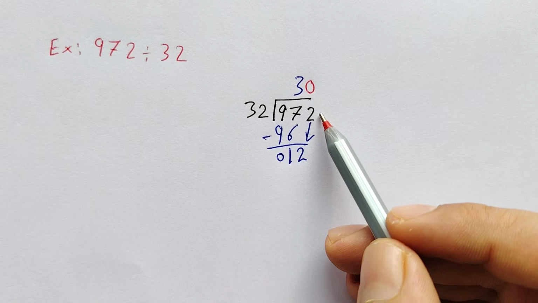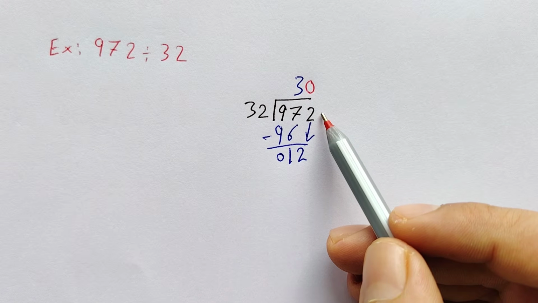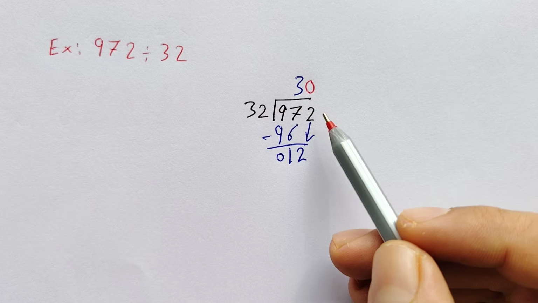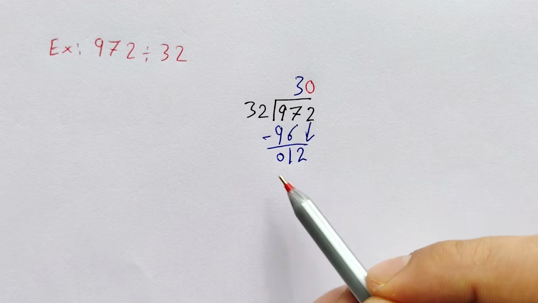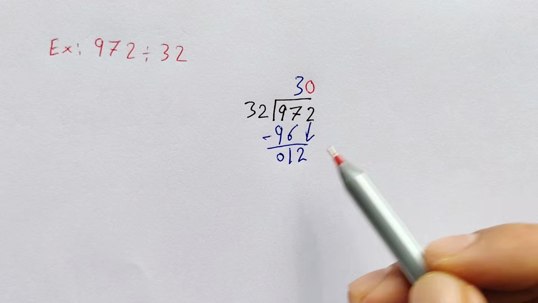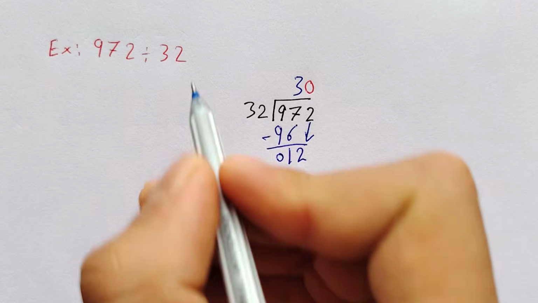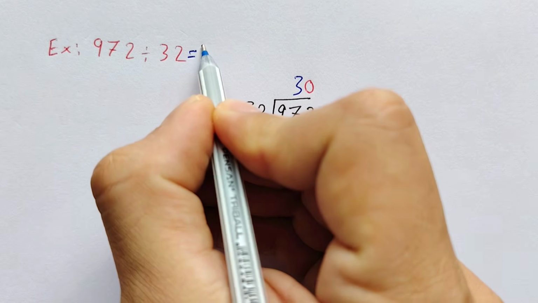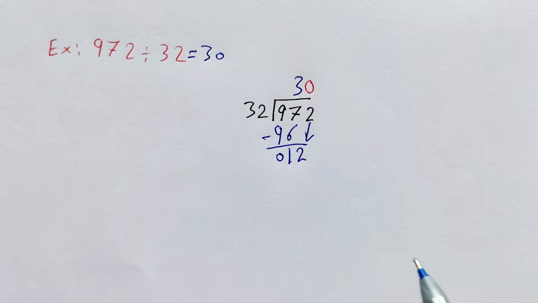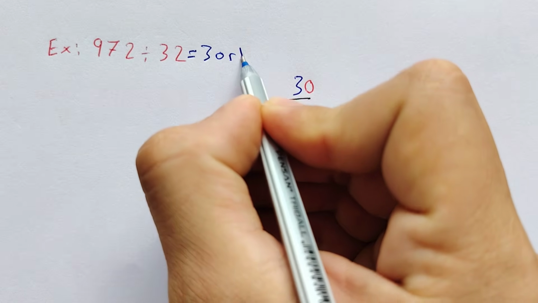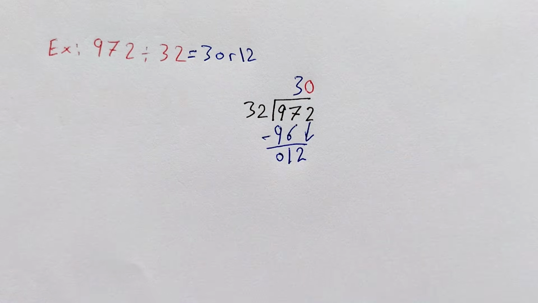We check our dividend again. Do we have any more digits to bring down to help to divide it? Since we don't have anything else, we leave it like that, and we say our quotient is 30 and our remainder is 12.